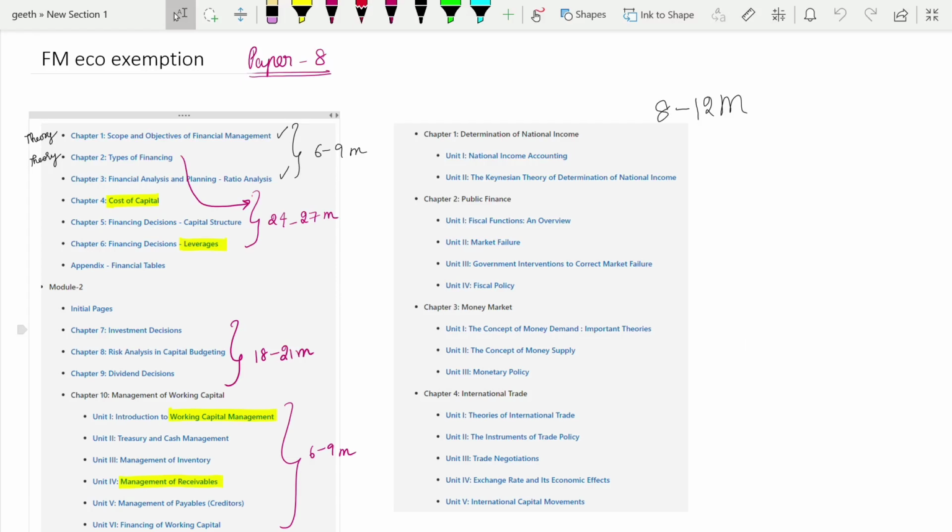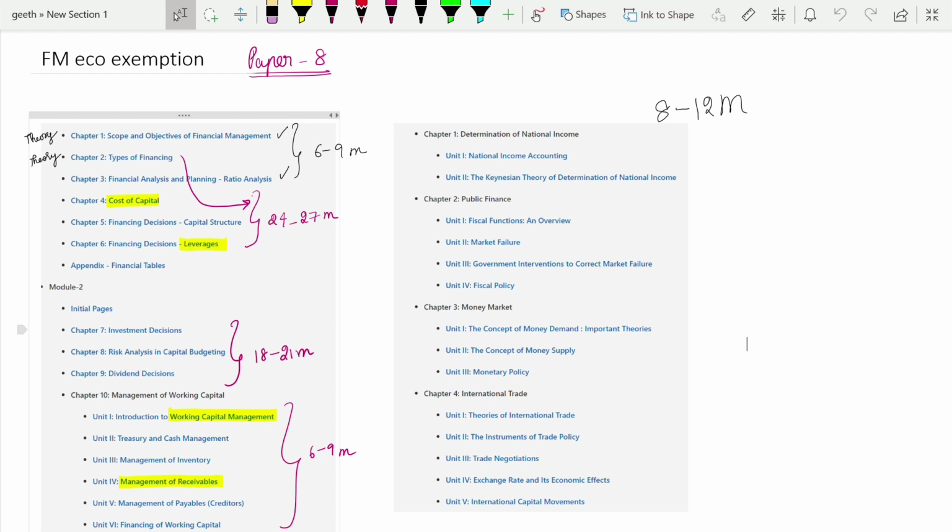So today we are going to see the FM eco exemption video. That means in this video I'm going to tell you how you can score exemption in financial management and economics for finance paper, and also how to study, what chapter order you have to follow. All these things I'll be telling you in this video.